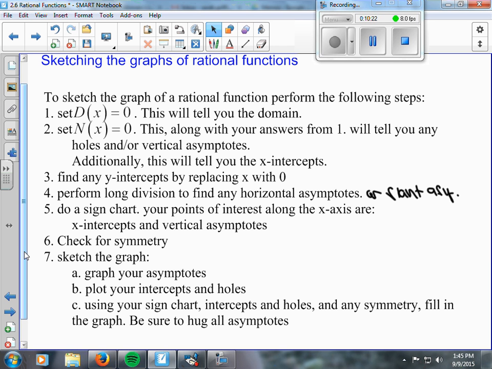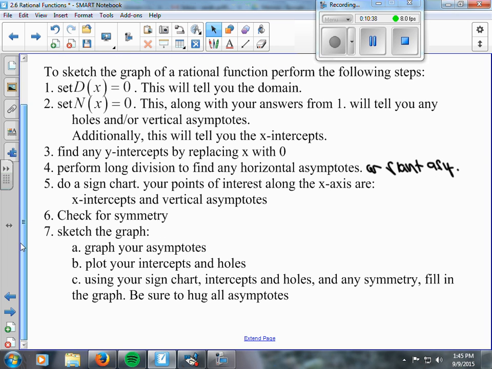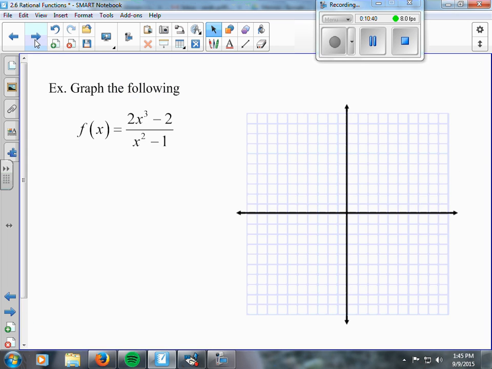Next, check for symmetry. And we've done that already. And then you're going to sketch. Start with your asymptotes, then plot your holes and intercepts with your sign chart, connect them, and hug all the asymptotes. Okay, so what does all of this mean? So once you've got this written down, take it with you. We're going to do this example.